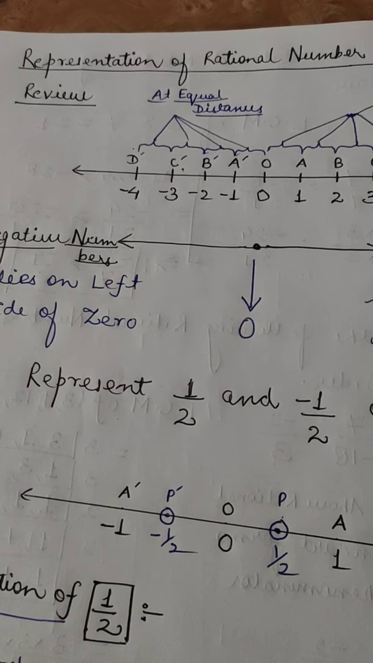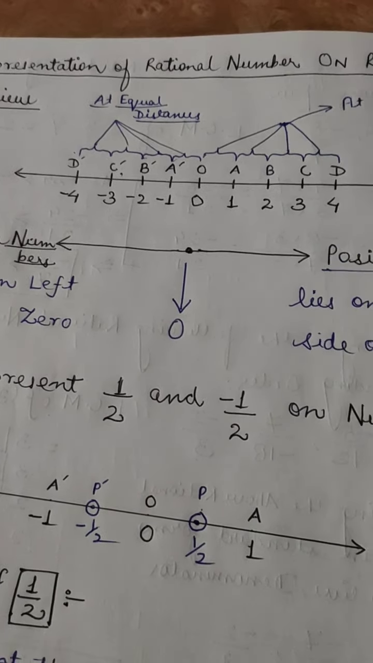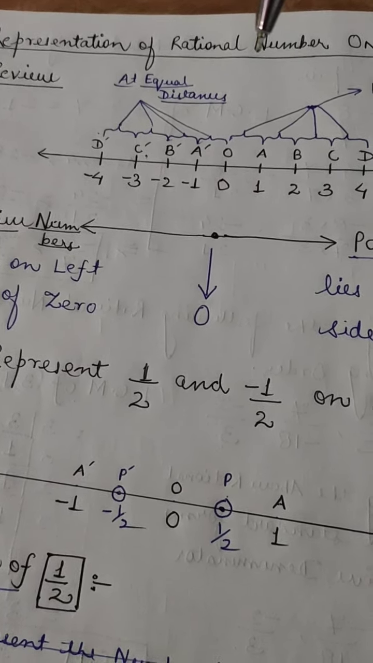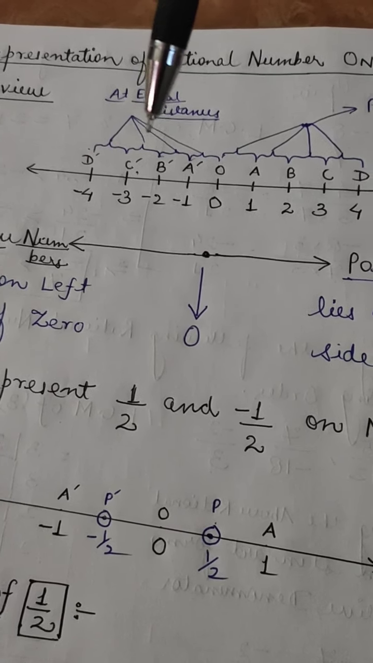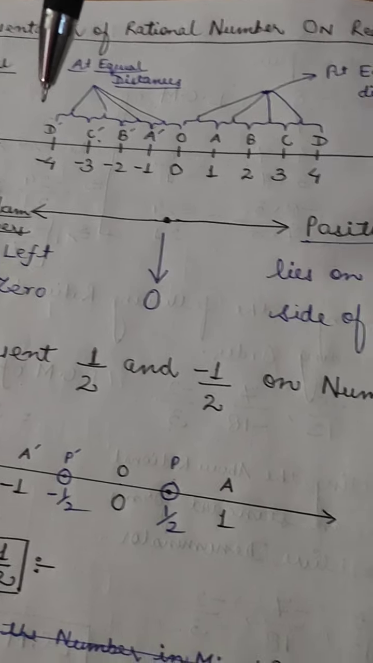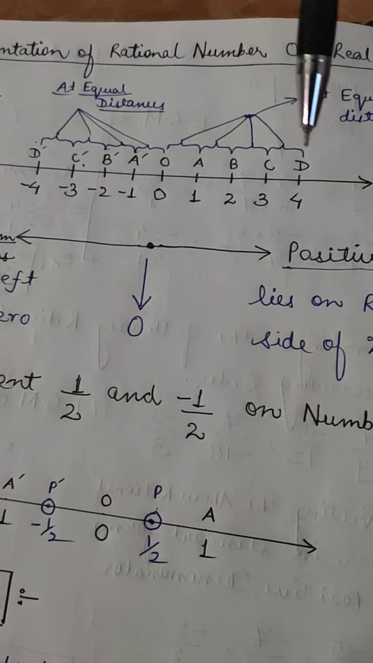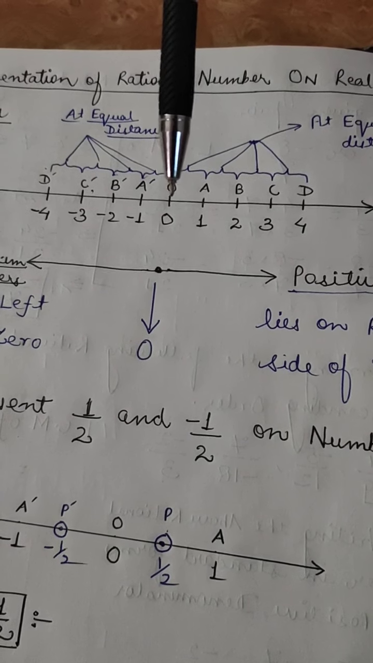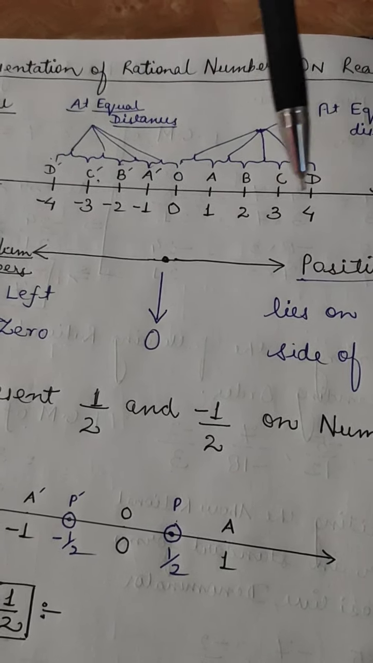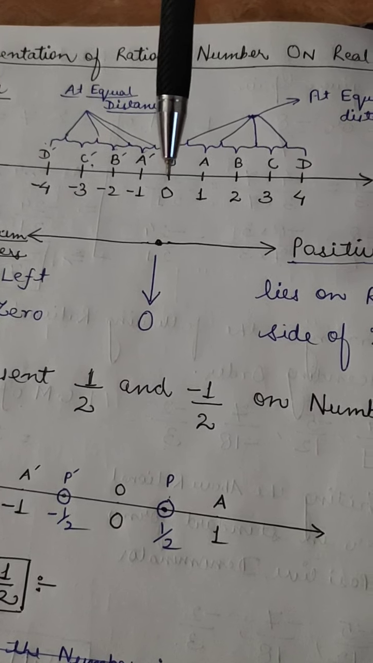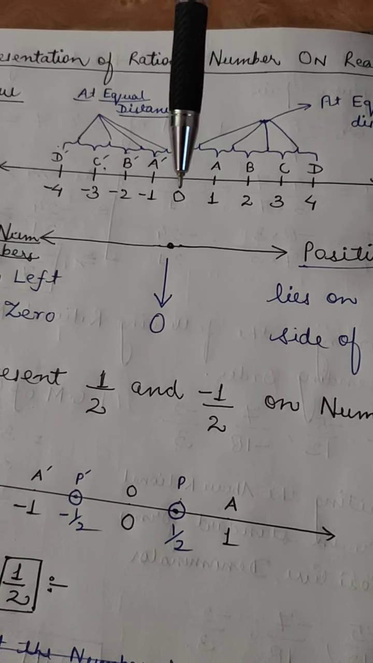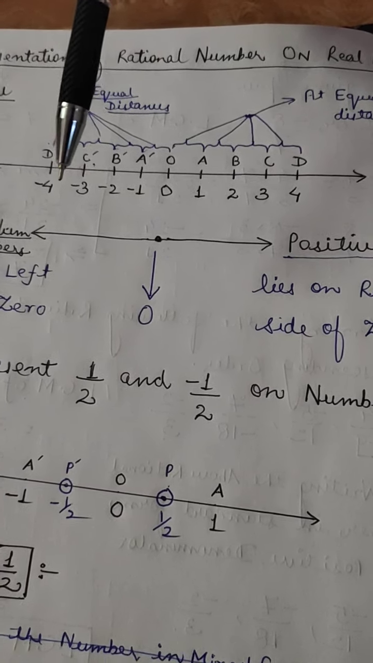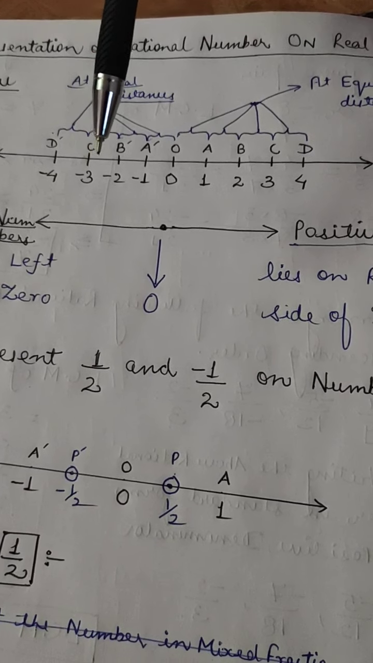So class, moving on forward to our next topic, here we will learn how to represent the given rational number on number line. Before coming to the main topic, first of all I would like to give you an idea about number line. In number line, you are seeing some numbers being represented. At the center point 0 is represented, and on the right side of 0 positive numbers are represented, and on the left side of 0 negative numbers are represented.